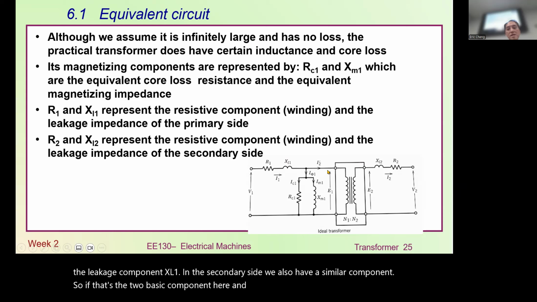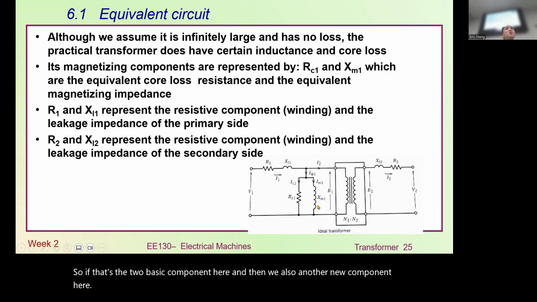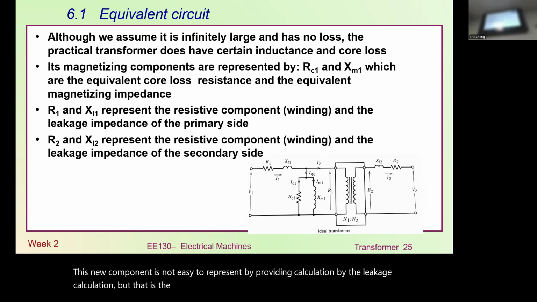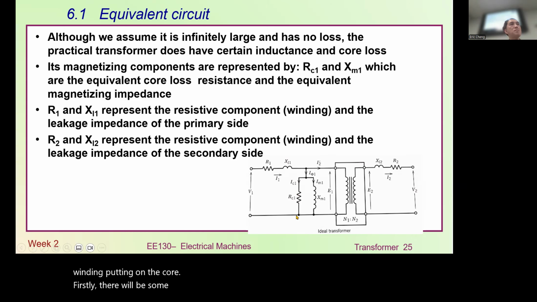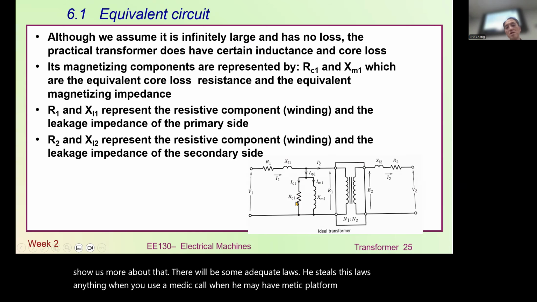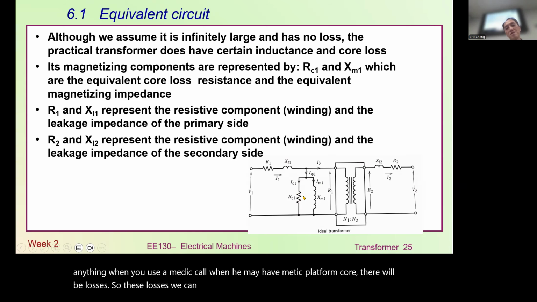And then we also have another new component here. This new component is not easily represented by the winding calculation or the leakage calculation, but that is the core losses. You see, when we have a magnetic core with the winding put on the core, firstly, there will be some kind of core loss. For a magnetic circuit, later on we'll show you more about that, there will be eddy current loss and hysteresis loss. Anytime you use a magnetic core and have magnetic flux passing through it, there will be losses. So these losses we can represent with a resistor in parallel with the core.